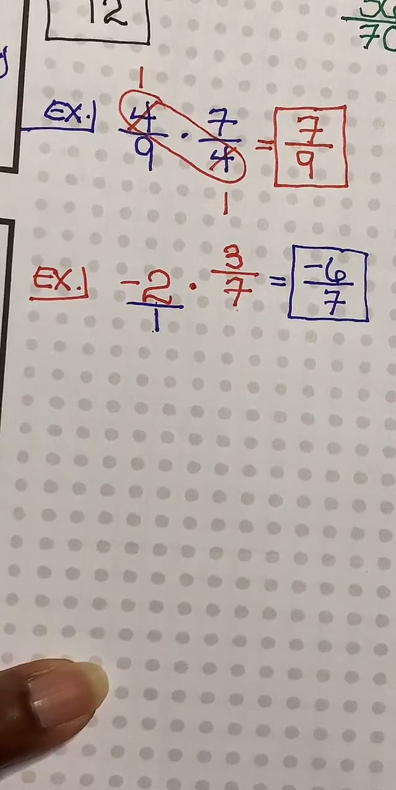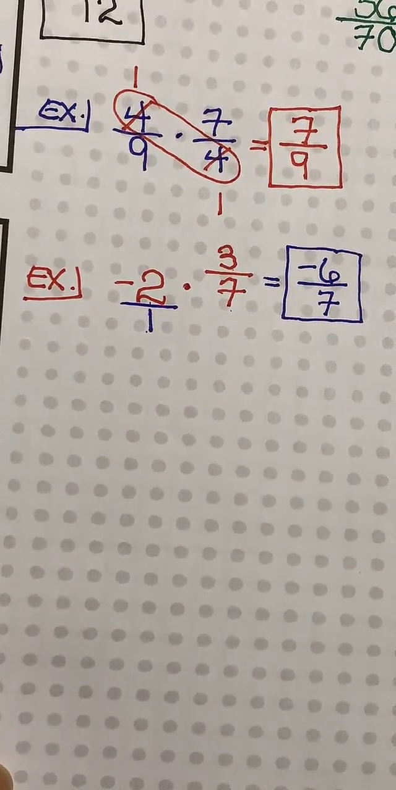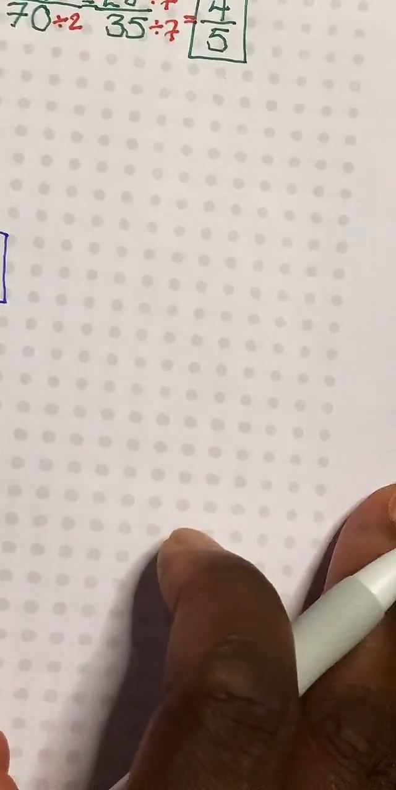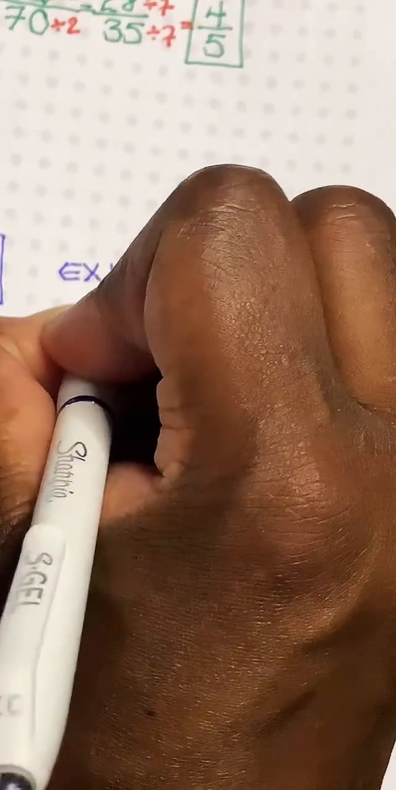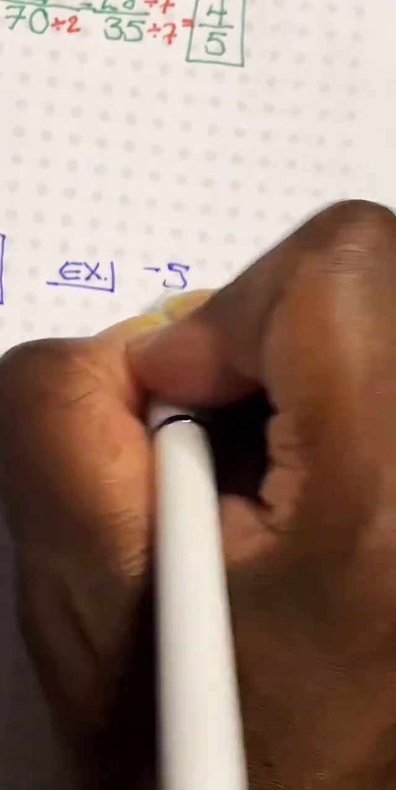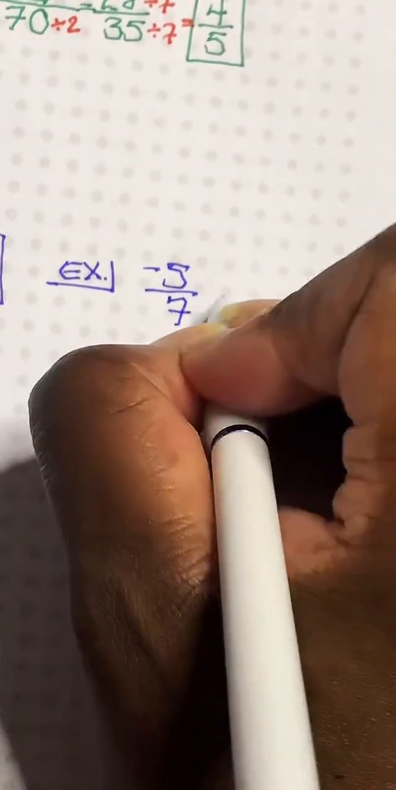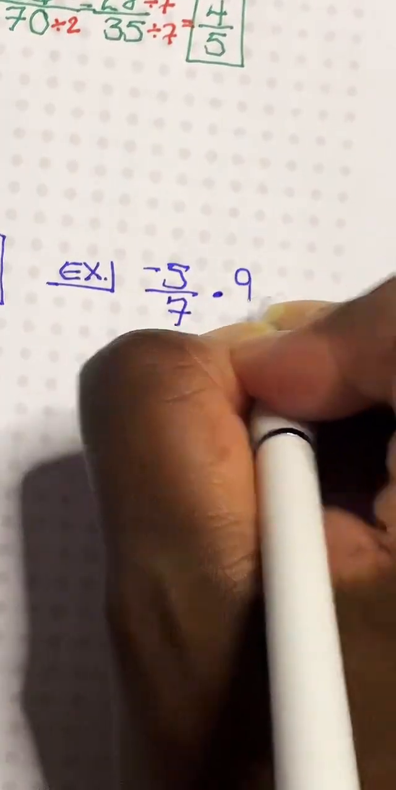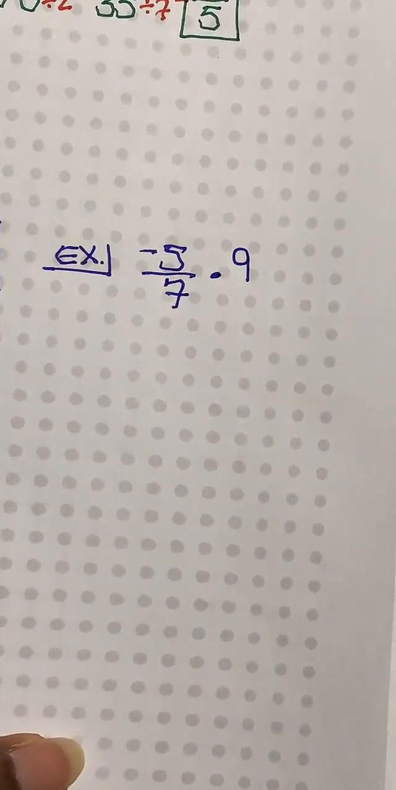Okay, so now let's try another one. It's really that simple. Let's see if I can find another one. Yeah, why not? We'll do this one. Let me slide this over a bit. Use some of this space here. So if I have -5, all about the 7s today. Okay, -5 7s times 9.